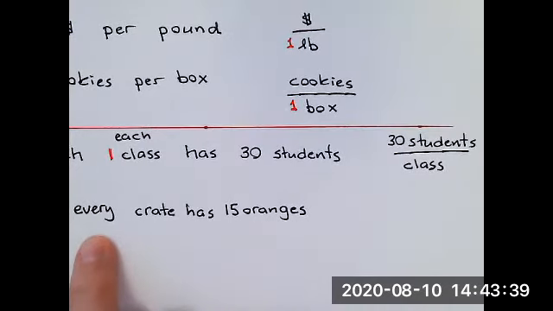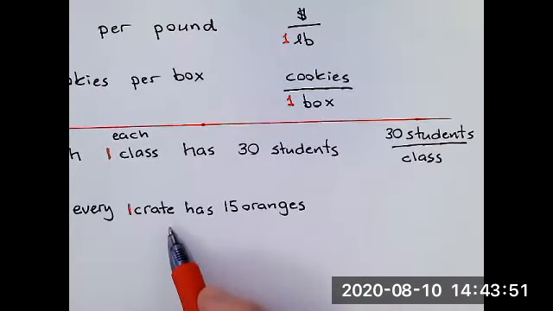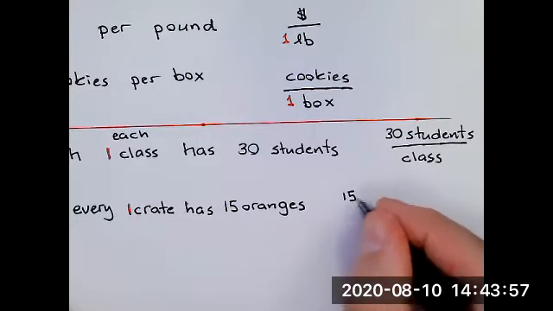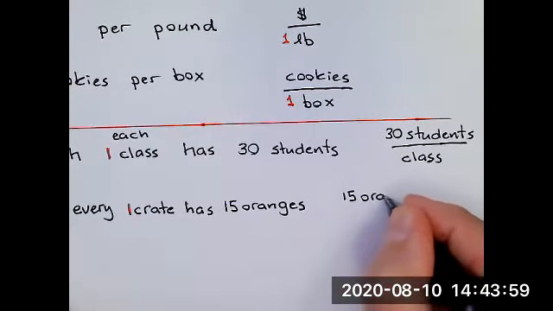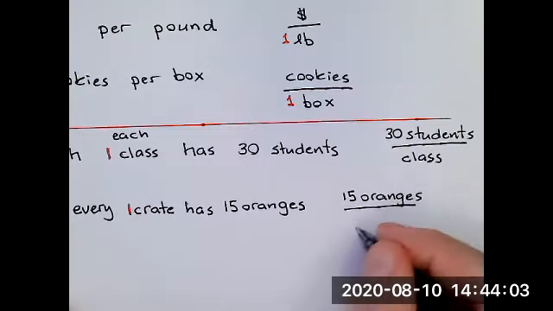Every is another rate word. So this relates the number of crates to the number of oranges. And you'll notice that we have 1 crate and 15 oranges. So this is 15 oranges per crate.